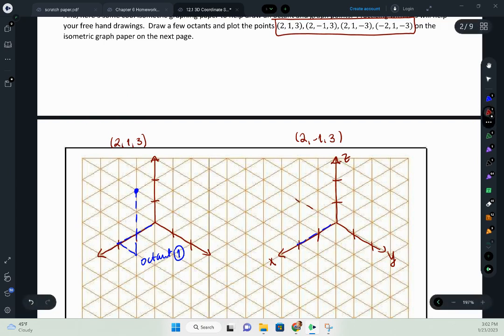So I'm going to put in dashed lines over here to indicate the negative side of my Y axis. Negative 1 tells me I should go left by 1 unit, running parallel to the Y axis. And then finally, the 3 in the Z coordinate tells me to go up by 3 units and then plot my point. This point is in the 4th octant.